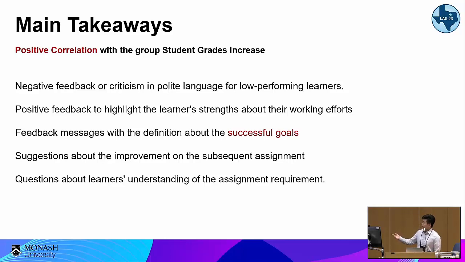So for example, negative feedback should be in polite language, or positive feedback should highlight the learner's strengths about the work instead of praising the student themselves, like you are smart or you are good. And also the feedback messages should include some successful goals. For example, the feedback should be well written or the structure should be clear, these kinds of successful goals. And also the suggestions should be related to the student's improvement on the subsequent assignment. And we also suggest that the feedback should contain some questions to help students improve their self-regulatory or cognitive ability.